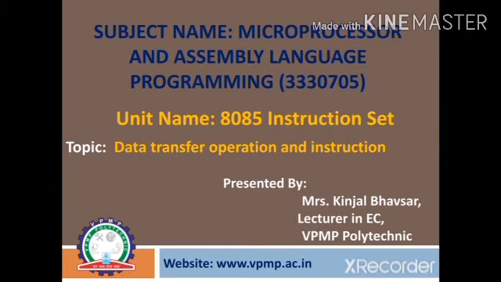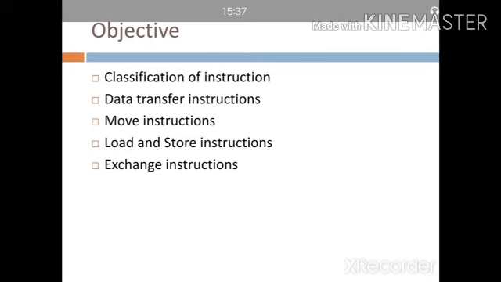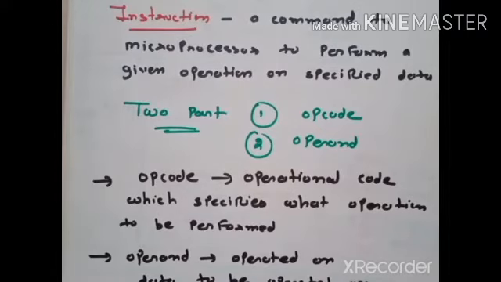Subject name: Microprocessor and Assembly Language Programming. Unit name: 8085 Instruction Set. The topic is Data Transfer Operation and Instruction. These are the objectives. First of all, classification of instruction. Then data transfer instruction. In data transfer instruction, a detailed explanation about move instruction, load instruction and store instruction, and at last exchange instruction. First of all, start the programming section.